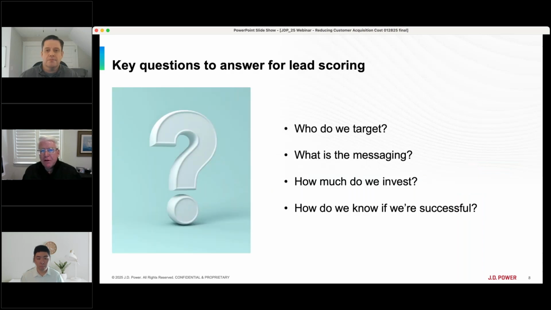So what do we have to answer for lead scoring? So first of all, we have to identify who we're going to target, and then what is the messaging that will act as the catalyst for them to convert. If you're going to run a campaign around lead scoring or introduce this idea of lead scoring into your current acquisition spend, another question you have to answer is how much are we going to invest? And then finally, how do we know if we're successful? So those are the questions you want to be asking yourself and your team.